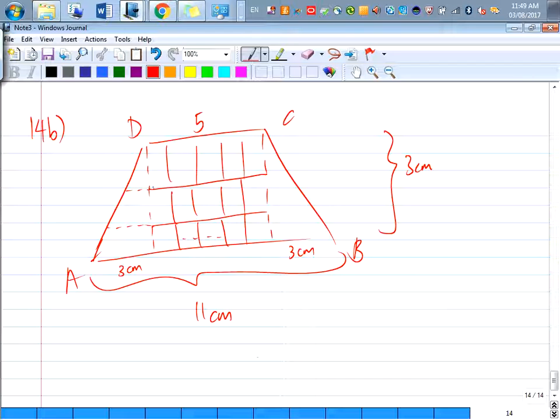Let me just draw some dotted lines. This is also 3 cm, this is also 3 cm. So the question is, can I fit all three inside here? Cannot, right? But how many can I fit? 4. Here I can fit 2, can fit one more here. So it's 4. Why 4? Half times 3 times 3 is 4.5.